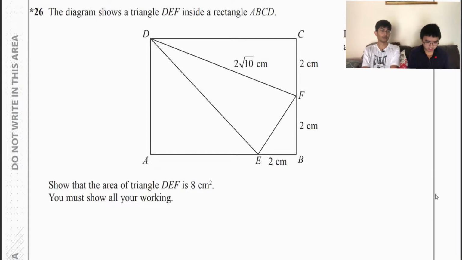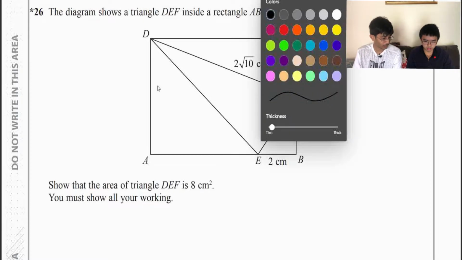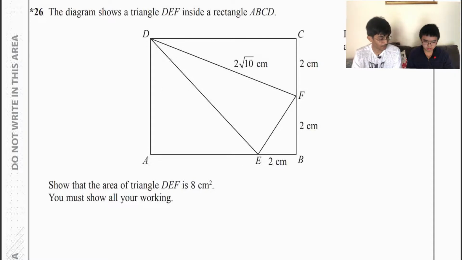So the diagram shows a triangle DEF inside a rectangle ABCD, and we need to show that the area of DEF is 8 centimeters squared. So it's a show that question. Yeah, which means lots of working is needed. You want to zoom out?